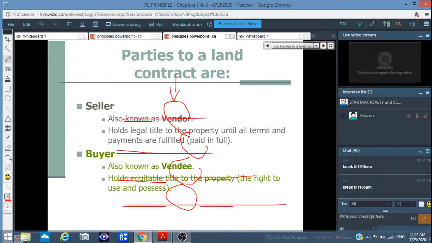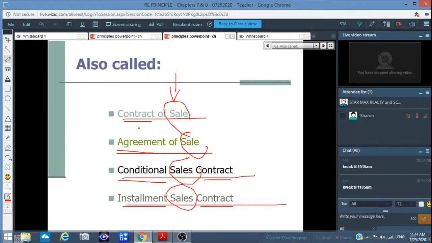所以这些单词你要记住，OK，都是一样的东西，都是 land contract。So you watch for the words, right? Contract, right? Conditional, installment. Okay, those are the key words. Okay, and also sales. The word sales.